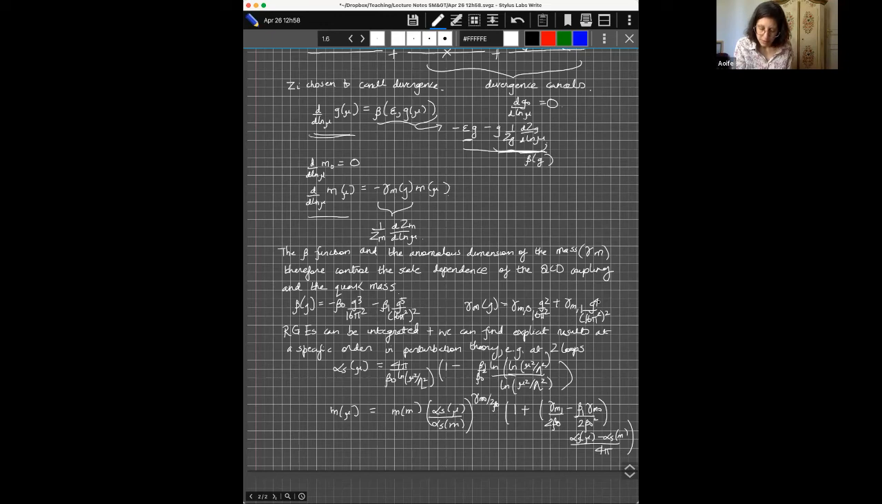Okay. Does anyone have any questions? Earlier you mentioned that the scaling symmetry breaks down due to this lambda QCD. Can you explain a bit how that is?